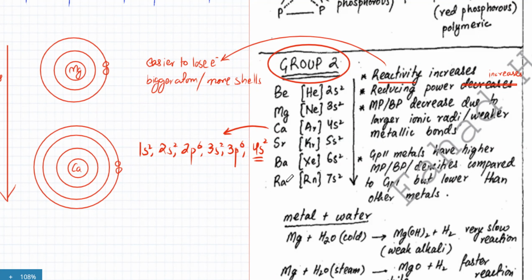Why did you include group 18 next to group 2? Just one second.